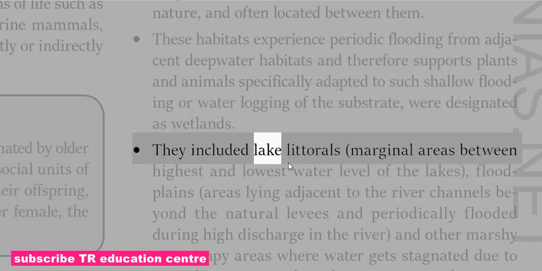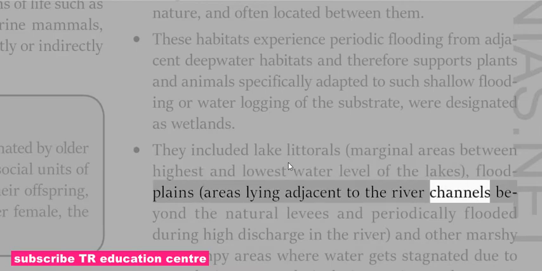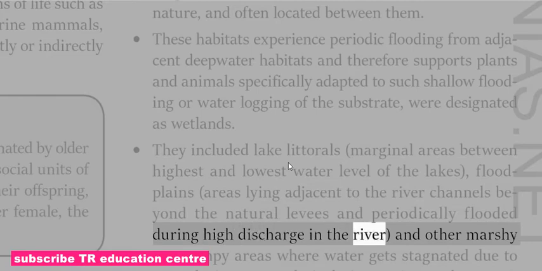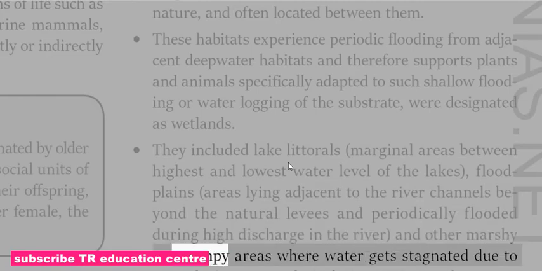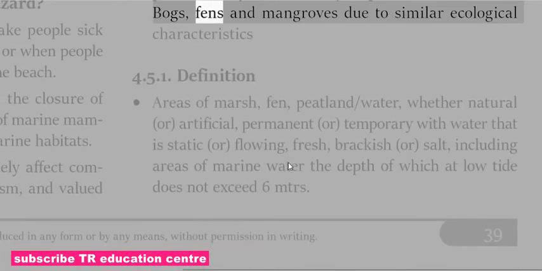They included lake littorals, marginal areas between highest and lowest water level of the lakes, floodplains, areas lying adjacent to the river channels beyond the natural levees and periodically flooded during high discharge in the river, and other marshy or swampy areas where water gets stagnated due to poor drainage or relatively impervious substrata, and bogs, fens and mangroves due to similar ecological characteristics.